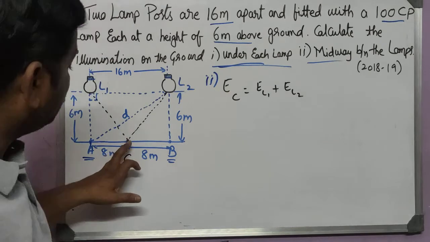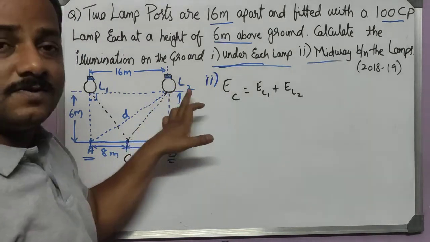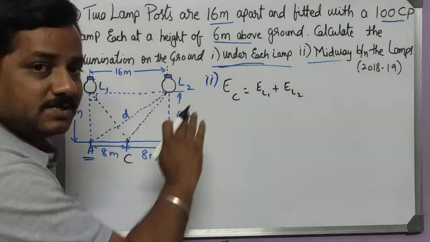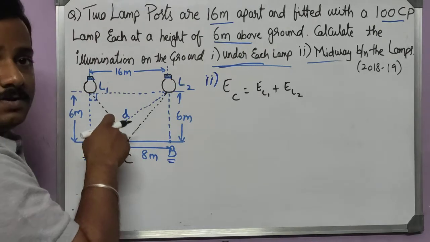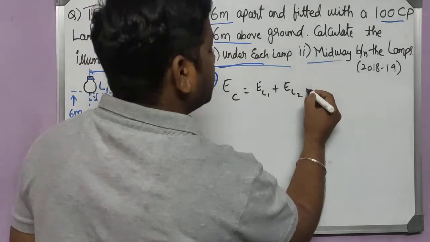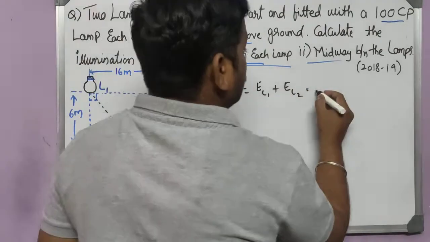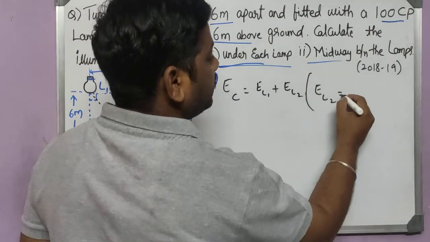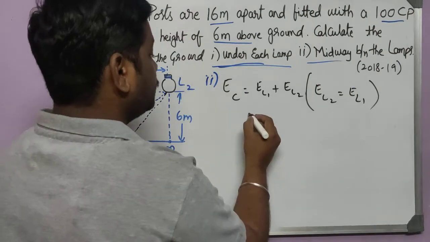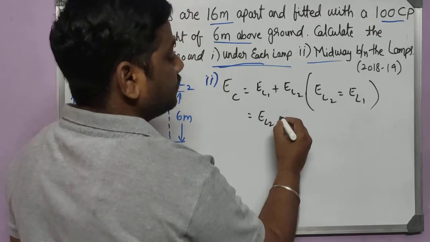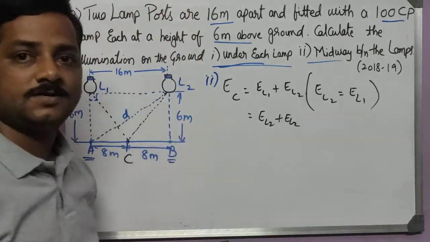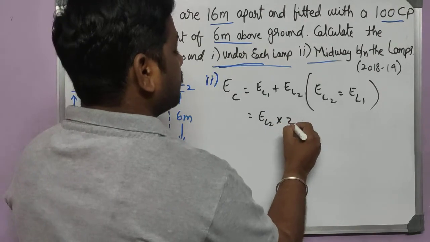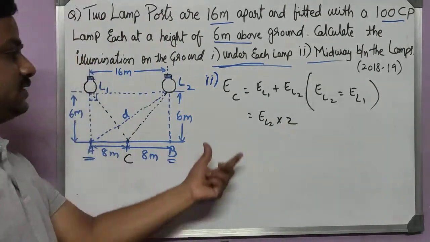This lamp will also give the same light at this point C. Whatever light I am getting from this lamp, we get the same from L1 also, because we have the same capacity, same distance, and same height. So I can write it like this: EL2 will be equal to EL1. So if I find EL2, then I can add it again, or just multiply it by 2, twice, then you will get the answer. So let's try to find EL2 now.